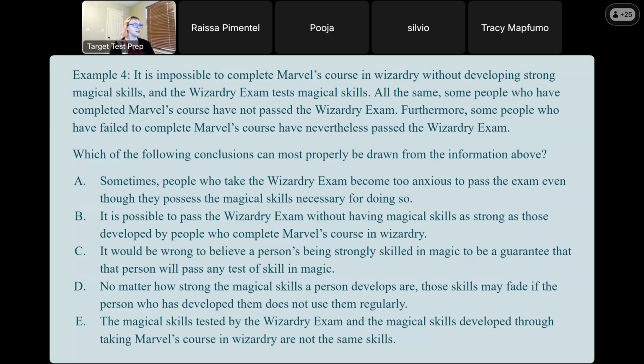So this one doesn't work because it says as strong as those developed by people who have completed Marvel's course in wizardry. As far as we know, Marvel's course in wizardry is like the very bottom course that you could pass and still develop the minimum required skills to pass this test. There could be way better courses out there that give you better skills, and you could still pass the test. We don't know where Marvel falls in the ranking of schools, and so this one doesn't work for that reason.